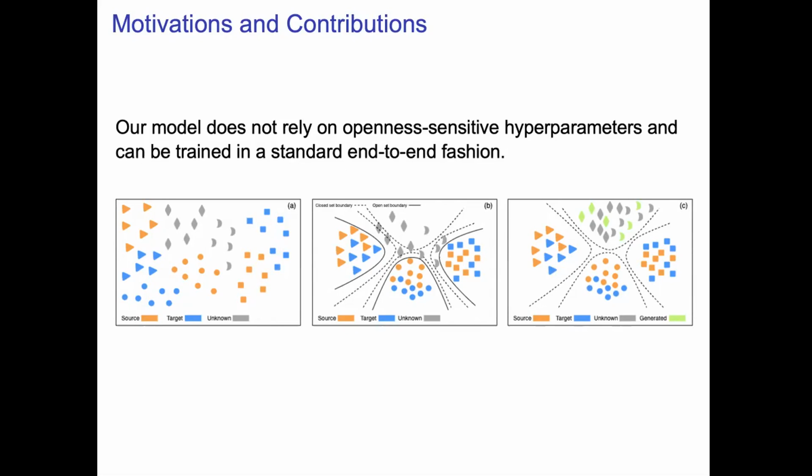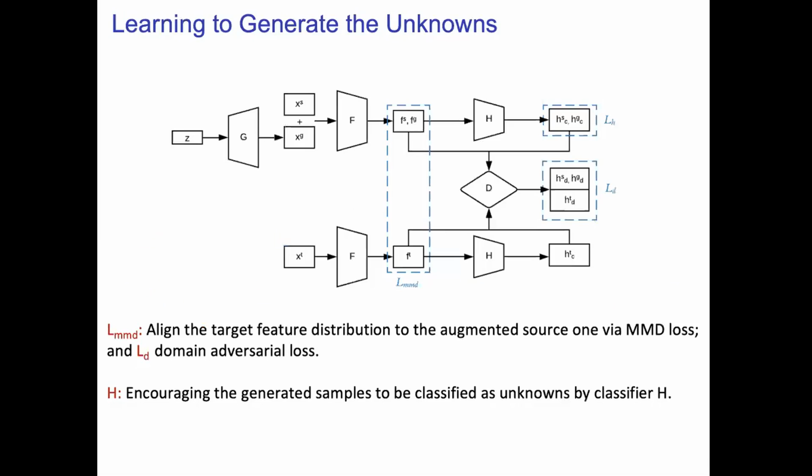As you see in this figure, given source samples from known classes and target samples from both known and unknown classes in part A, existing open set domain adaptation methods shown in part B try to adjust decision boundaries to identify unknown samples, but our approach shown in C generates unknown source samples and turns open set domain adaptation into a closed set problem. This is our proposed framework.